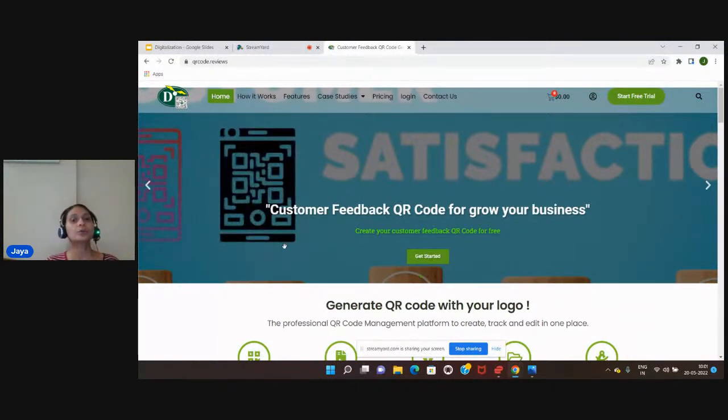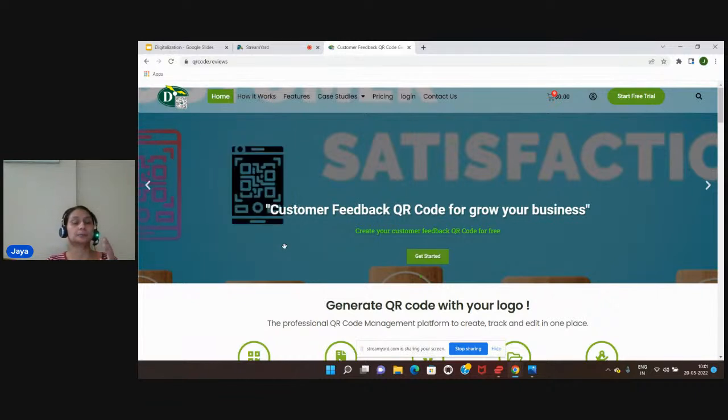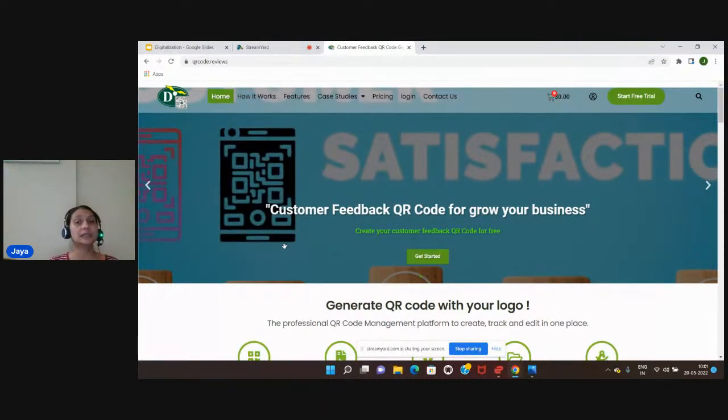So what we do, after taking the customer feedback through a QR code, we try to get the insight. We try to get the analysis. We do the gap analysis. What does the consumer want from your product or your brand? So we try to understand what the consumer needs from your brand or the company.